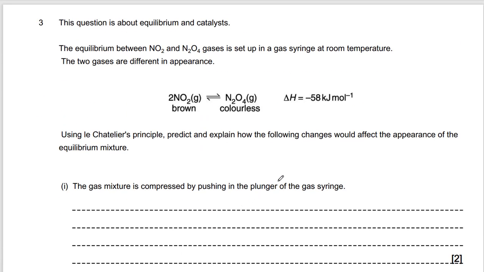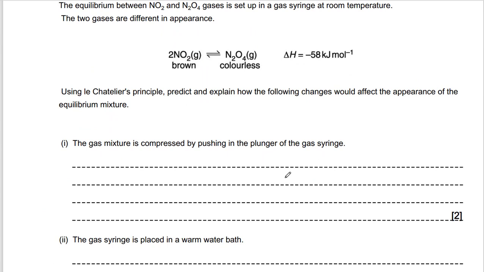And the final one I'm going to quickly run through, this time it's slightly different, but it's the same thing really. They've given you colors instead. They've given you brown, they've given you colorless, reactants and products. Using Le Chatelier, how is it going to change things? So here we go. For part 1, the gas mixture is compressed by pushing in the plunger of the gas syringe. So first part then, compressing the gas mixture.